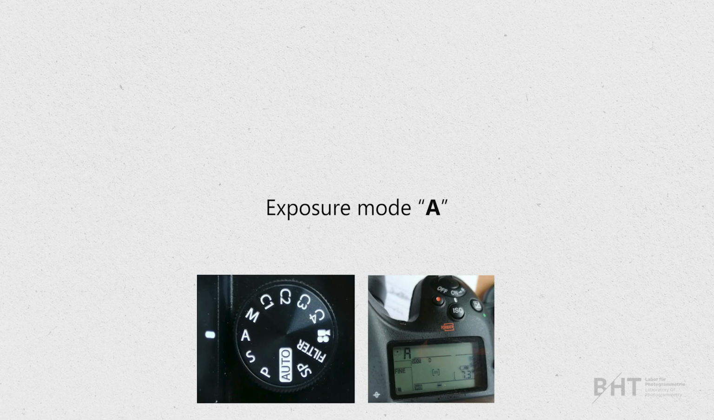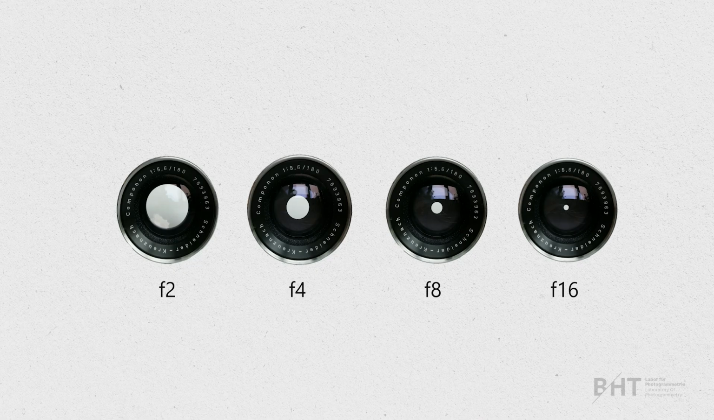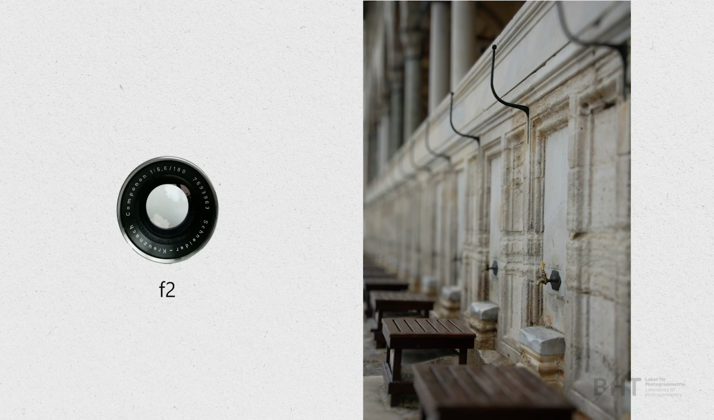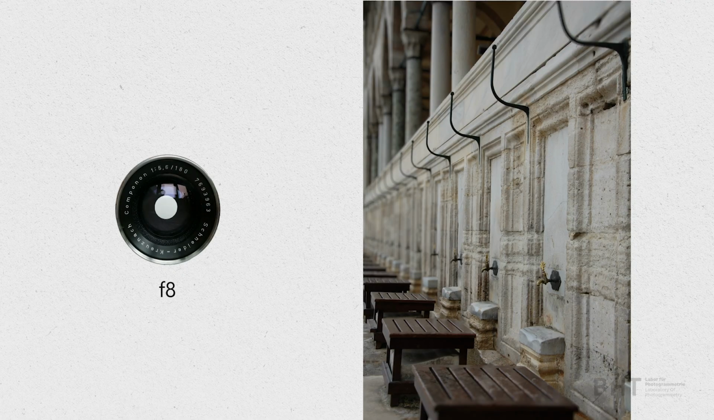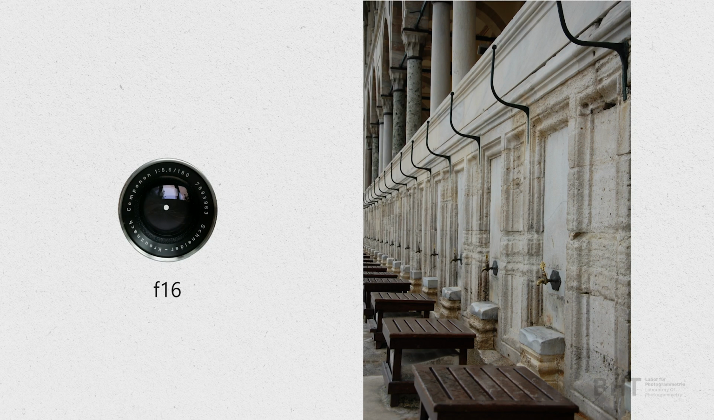We recommend choosing exposure mode A, aperture priority. This gives us control over the depth of field. Choose an F number that provides sufficient depth of field. The larger the F number, the smaller the aperture, and the bigger the depth of field. It is defined by the range between far and near point in shooting direction.